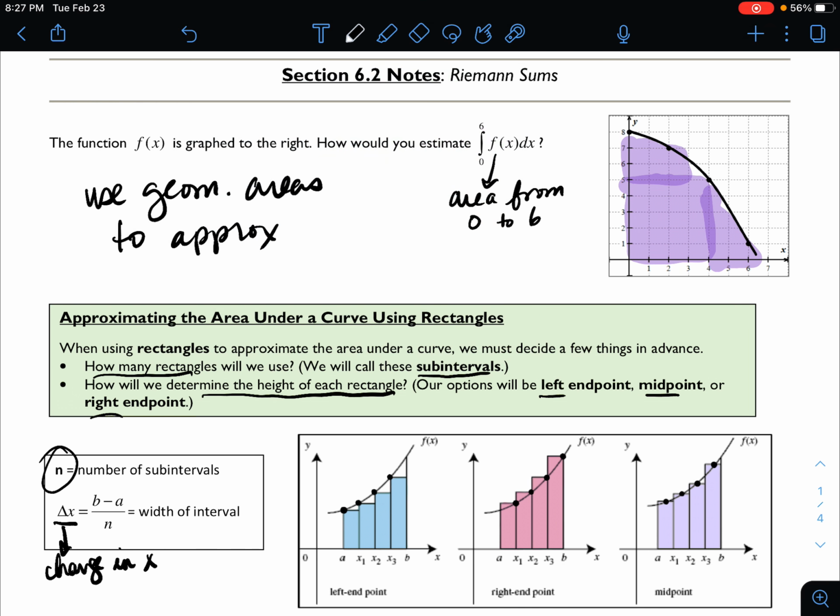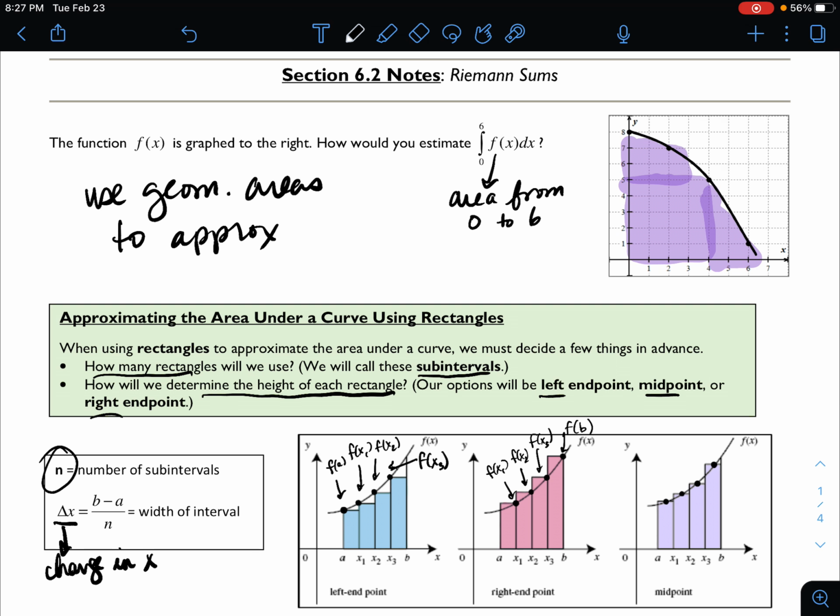here on the right, if I'm using the left endpoint, for my height, for my first interval, I'm going to use f of a. For my second rectangle, it's going to be f of x sub 1, then f of x sub 2, and f of x sub 3. So you'll notice I don't actually use the height of the last rectangle. If I instead decided to use a right endpoint, then I would start with a rectangle that has a height of f of x sub 1, then f of x sub 2, f of x sub 3, and the last one is f of b.